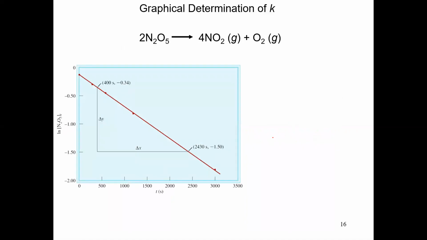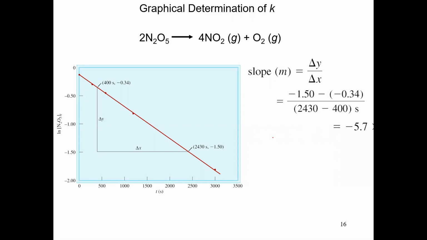Now, the graphical determination of k, this again is an experiment that you would do to determine this. The slope in this case is the change in Y over X. And you plug the values in to see the different values of Y and the values of X there. And so the slope is going to be equal to the rate constant in that case. And in this case, it's k equals 5.7 times 10 to the minus 4.